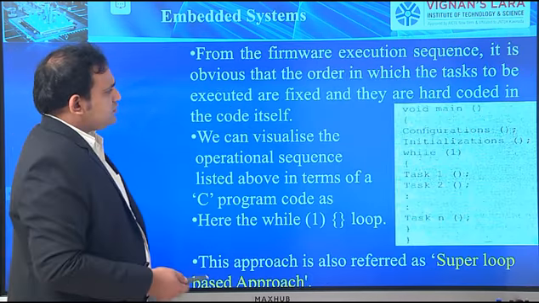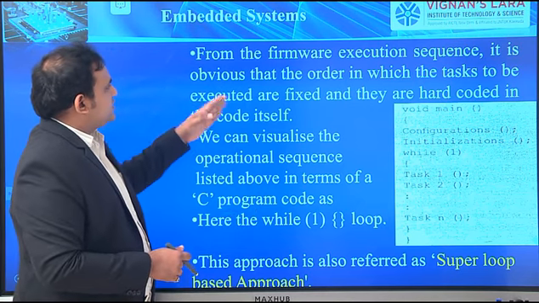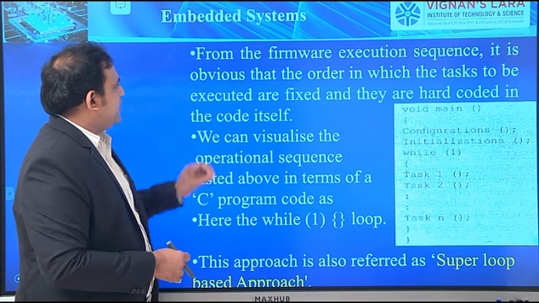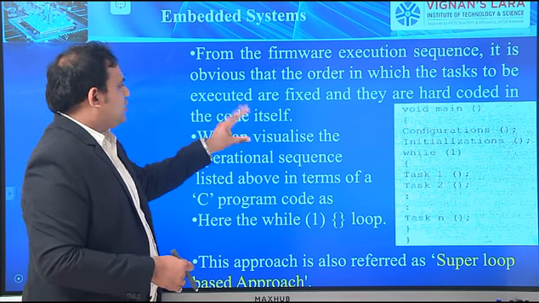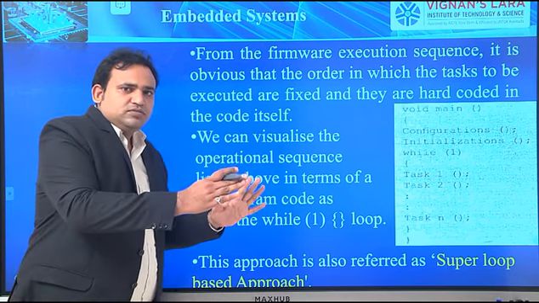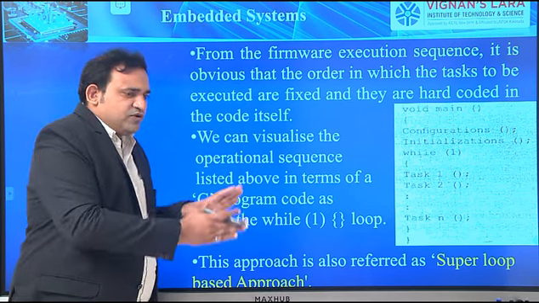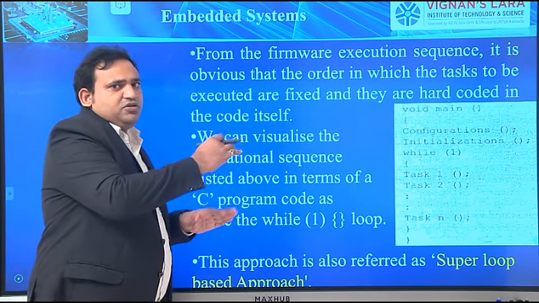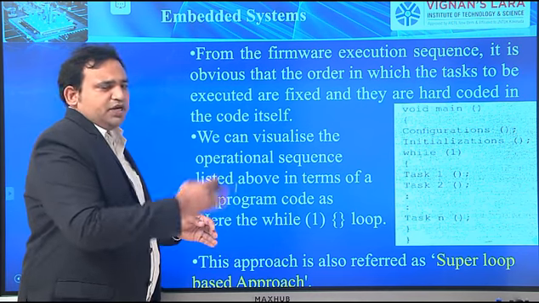Further, there is a code here. From the firmware execution sequence, it is obvious that the order in which the tasks are to be executed is fixed, and they are hard coded in the code itself. So these are fixed. According to the firmware, these tasks will be executed, and again from the first task to the last task. These will be in iterating mode.